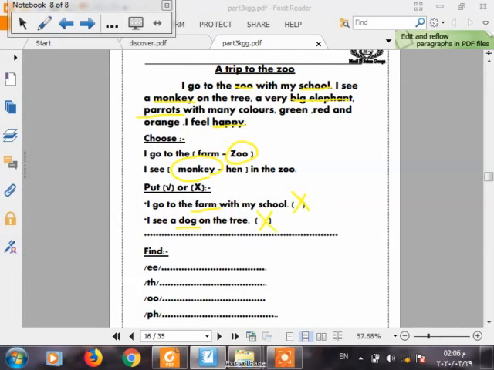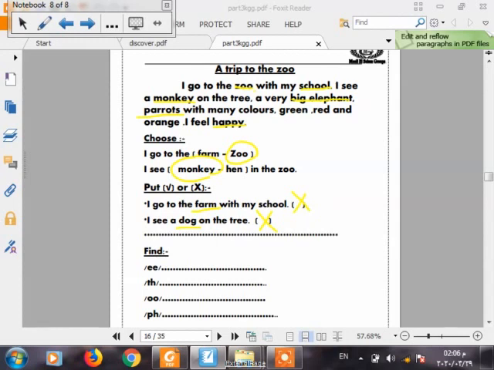The third question here is find. Find what? Find some words. Some words with ee together, or if you remember it, it makes sound ee. It makes sound ee together or ee. Let us now find some words in this paragraph with the sound ee. Okay?